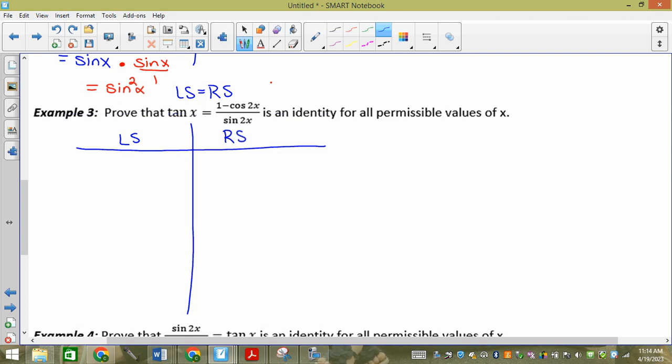Yeah. What's our very first step? Rewrite it. This everyone should get right. Anyone have any suggestions? Okay. Tan x, and then sine x over cos x. Sure. Any other suggestions? Sure. Sydney? The other side, the 1 minus cos 2x, can become 2 sine squared x.